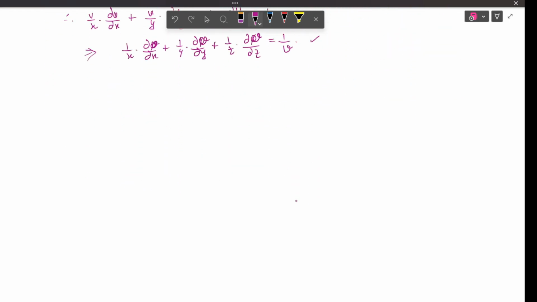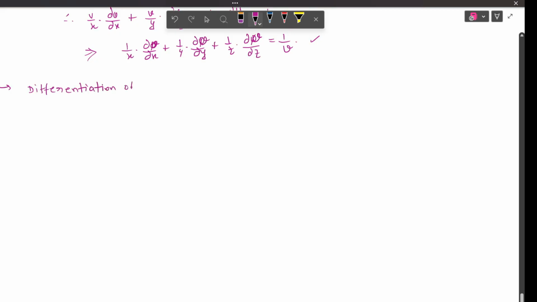Now let us move forward and see differentiation of implicit function.